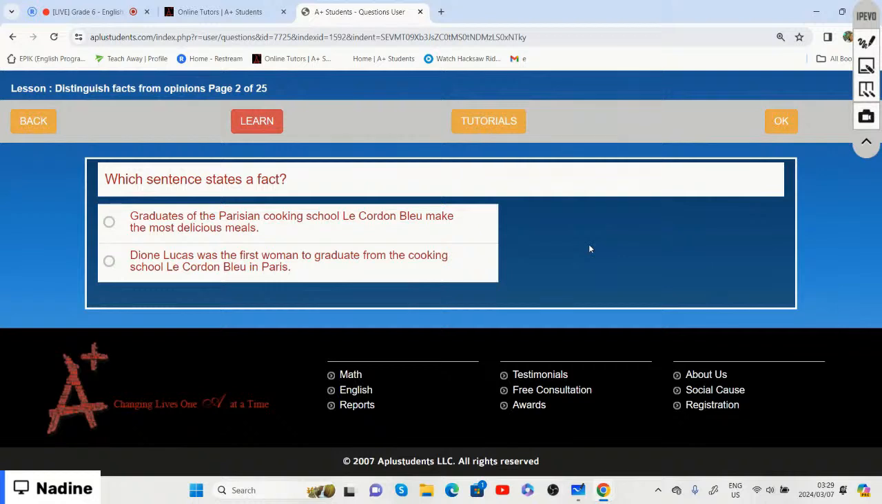Which sentence states a fact? Graduates of the Parisian cooking school Le Cordon Bleu make the most delicious meals. Or we can say Diane Lucas was the first woman to graduate from the cooking school.